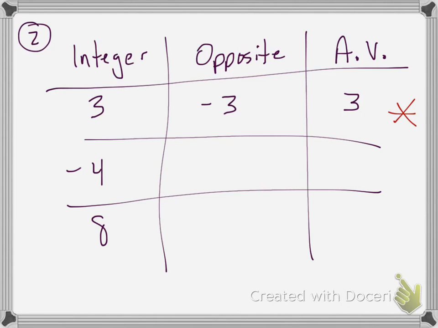So whether the number is a positive number like 3 or a negative number like negative 4, they all have a certain distance from 0, and that distance will be a positive number. So negative 4, the opposite of that would be positive 4, and its absolute value is 4. And our last one, 8, the opposite would be negative 8, and its absolute value is 8.